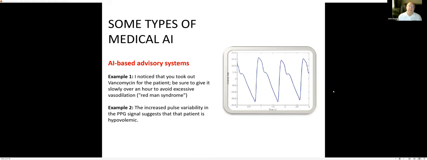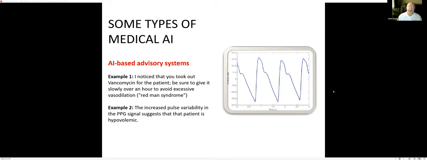Here's example number one, where the computer says, I know that you ordered vancomycin for the patient, vancomycin being an expensive but very effective antibiotic. It says, be sure to give it slowly over an hour to avoid excessive vasodilatation or red man syndrome. So the computer can say, hey, be careful, that drug, if you give it too fast, the guy will turn red, his blood pressure will drop, and you'll be stuck with dealing with it.